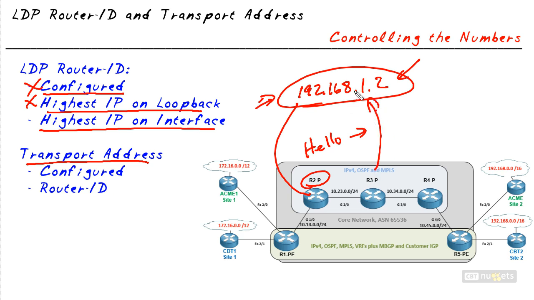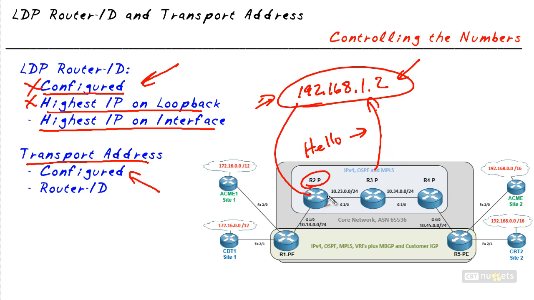So if that is the case, we have some solutions. Number one, we could manually configure the router ID to be a reachable interface on this router, like a reachable loopback that's advertised in the IGP. Or we could train R3 with a static route, I suppose, on exactly how to reach 192.168.1.2, although a lot of static routes in our network is not a handy or fun thing to manage. Or another option is we could configure a transport address.